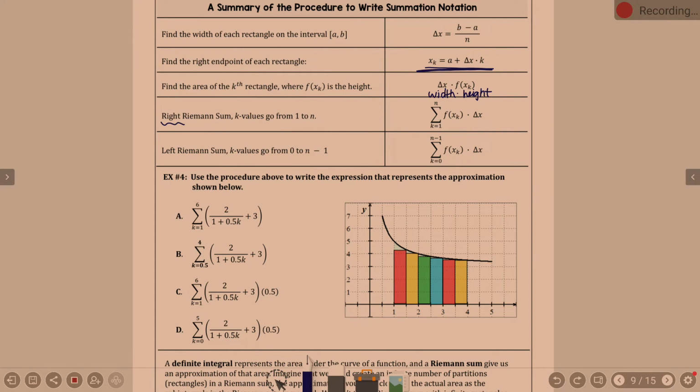A left Riemann sum, instead of starting at 1, would start at 0. Now, if it starts at 0, it starts 1 lower. So instead of ending at n, it ends at n minus 1.